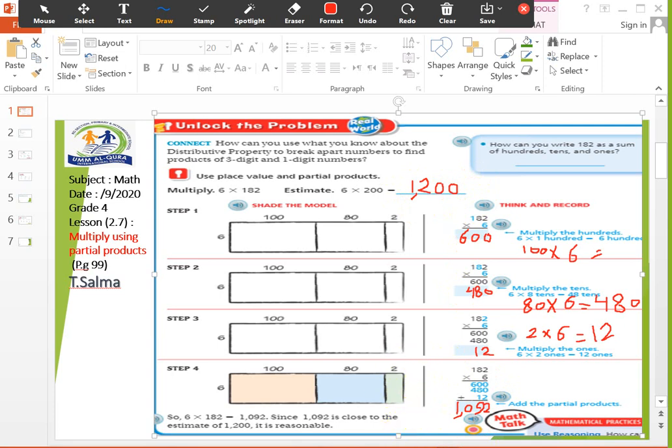Okay, girls? Now, if you finish this page, type 1 in the chat box, please. If you finish writing.